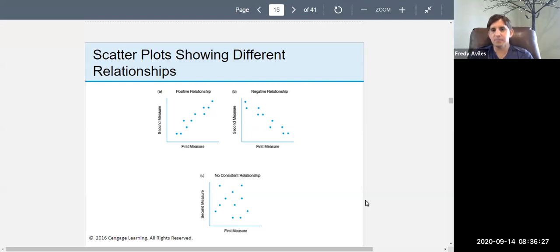No relationship means that the points are all over the place. That's what you have on the lower graph there on the page in the middle. The points are all over the place. There's no real pattern there. That's also not good. Okay. That means there's no consistency. That means there's no reliability.